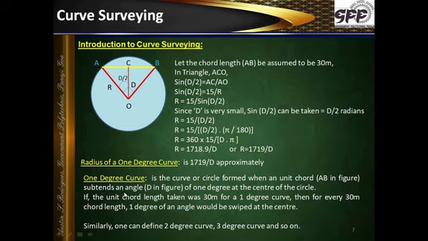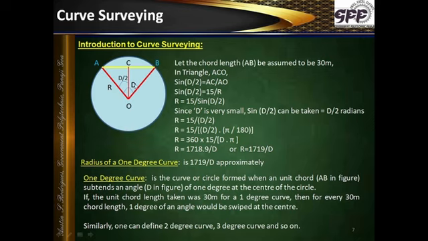Now what is a 1 degree curve? A 1 degree curve is the curve or circle formed when a unit chord, that is AB in the figure, subtends an angle D having a value of 1 degree at the center of the circle. So for that, what should be the radius? If this angle has to be 1 degree for 30 meters, the radius will be 1719 divided by 1. That means 1719 meters.